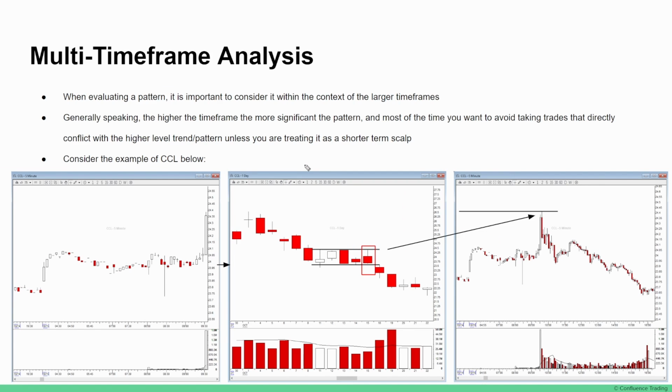All right, so those are our 4 C's of price action. I hope that was fairly clear to you, and I want you to memorize those and practice them as much as you can. Now, though, I want to introduce real quick the concept of multi-timeframe analysis.